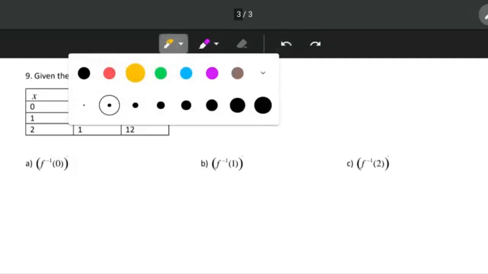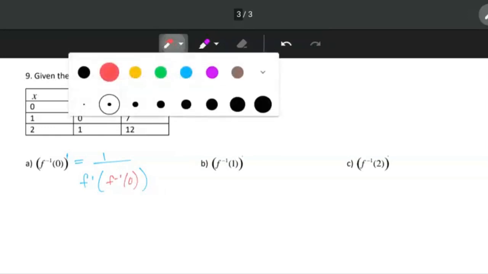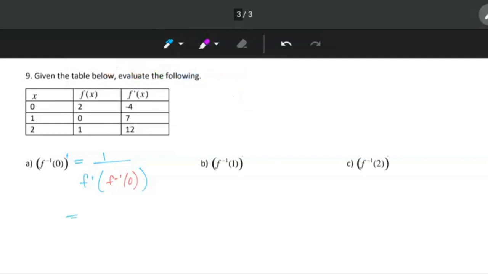Below, evaluate the following. These are a little bit hard to see, but there's a prime here, so this is the derivative of the inverse. Remember, there was a special formula for that. It was 1 over f prime of the inverse of 0. So you have to figure out what the inside is first. So we really have 1 over f prime, and we have to figure out what that inverse of 0 is first. I would take that off to the side and say, the inverse of 0 equals what?